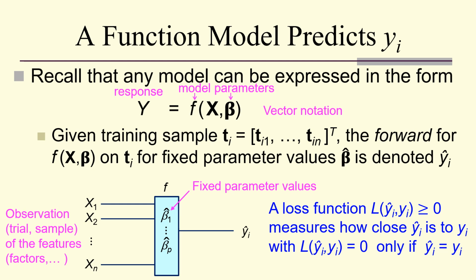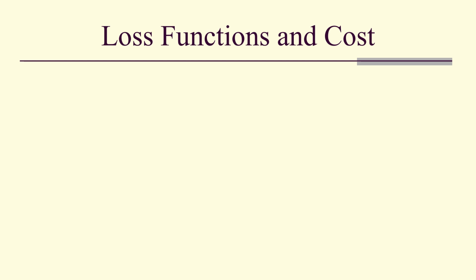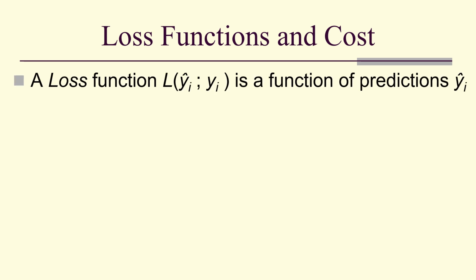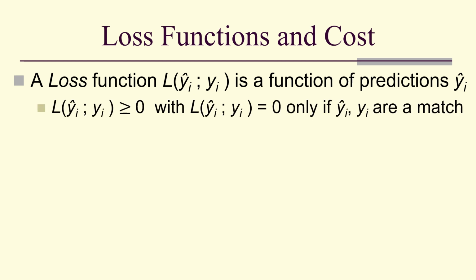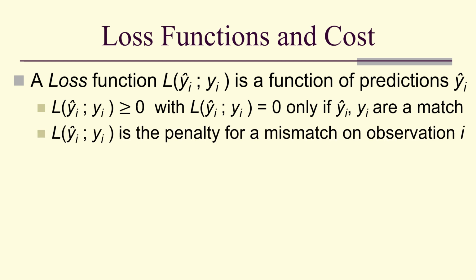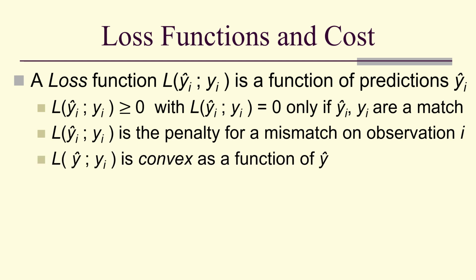A loss function measures how close y hat sub i, the prediction, is to y sub i, with the loss function of y hat i and y sub i being 0 if and only if the two are the same. Loss functions are used to define costs. A loss function is a function of two variables, y hat sub i and y sub i, but actually y sub i is given, so it's just a function of y hat sub i. It's greater than or equal to 0 and equal to 0 only if the prediction y hat sub i is a match of y sub i. It's the penalty for a mismatch on an observation i, and we tend to only use convex loss functions.